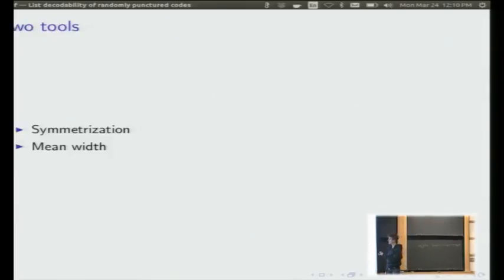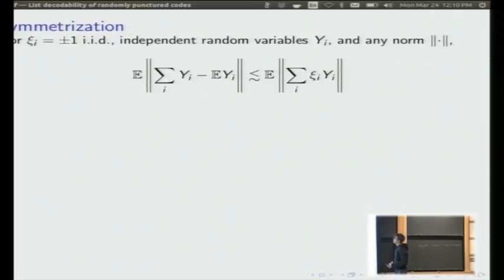OK, so there are two tools that I'm going to use. One is a tool called symmetrization, and one is a notion of Gaussian mean width. I'll just quickly review these. Probably a lot of you are familiar with them. The basic idea of this particular symmetrization trick is that if I've got a bunch of independent random variables yi, I center them and sum them up, and I ask how big their sum is in my favorite norm.